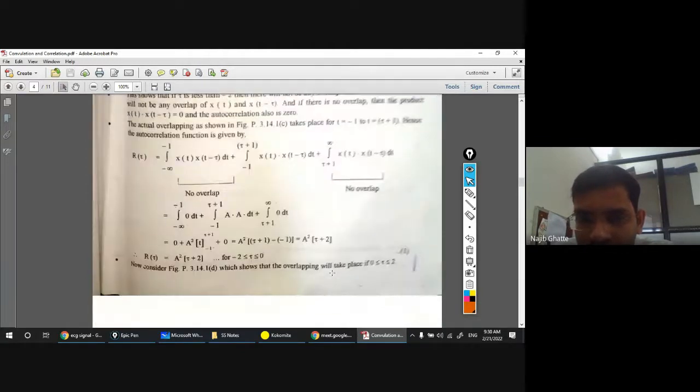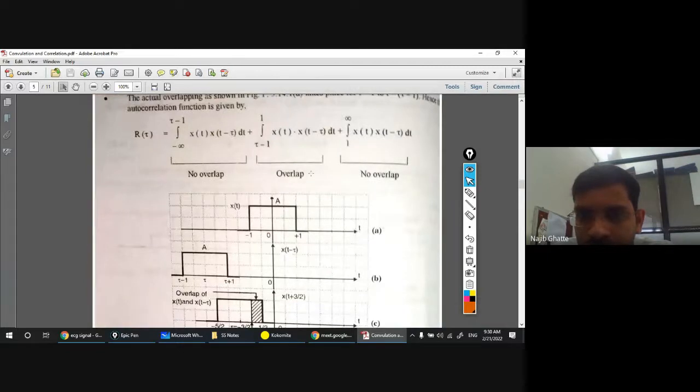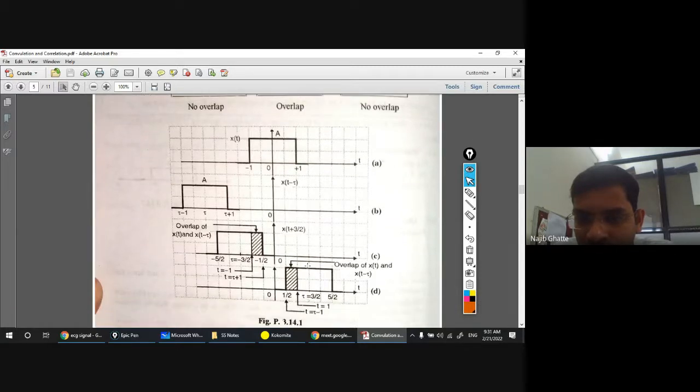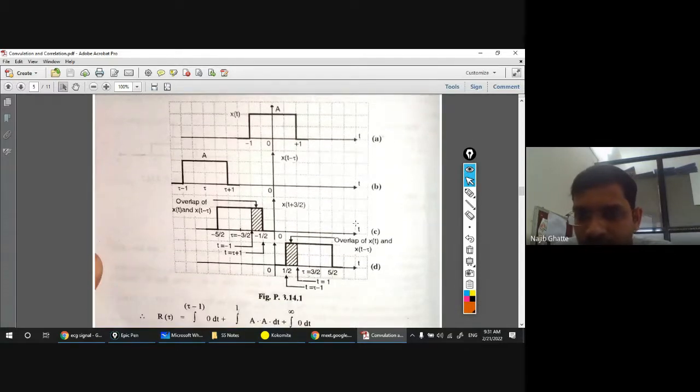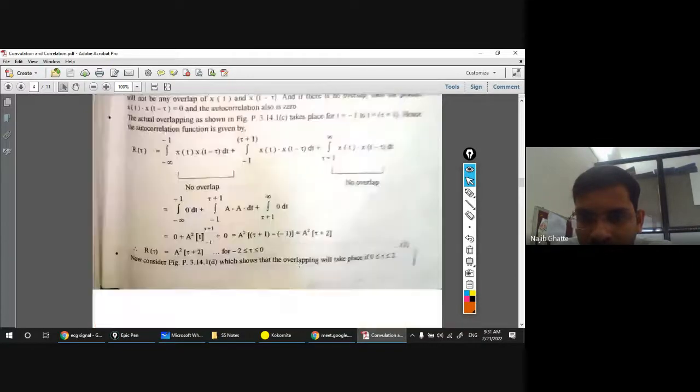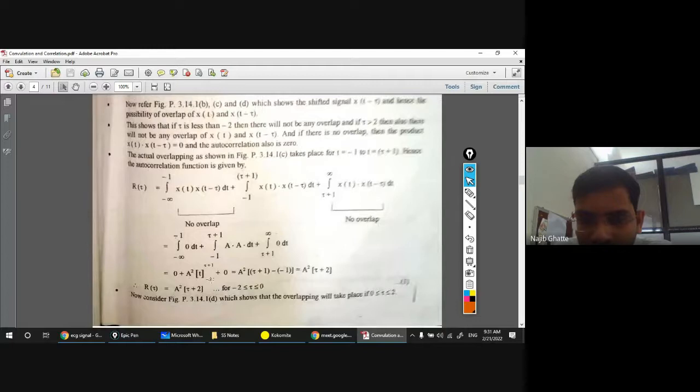Fine, agreed? See, same thing, no overlapping. Once you start coming over here, overlapping will be happening. Then again, no overlapping if it goes out of the +1 window. You have here as a square tau plus 2.